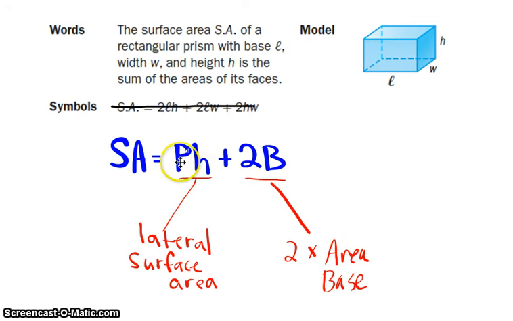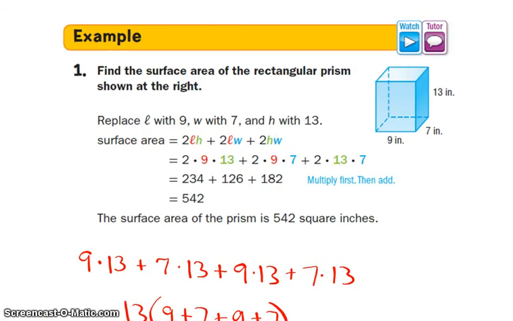Now, what this P means, this perimeter, here's what I'm talking about. It is the perimeter of the base. So right here is your base. Okay? We're going to find the perimeter of that. And then we're going to multiply it by the height, which is this. So if you think of volume, we found the area times the height. In surface area, we're taking the perimeter times the height. Okay? Let me give you an example here.